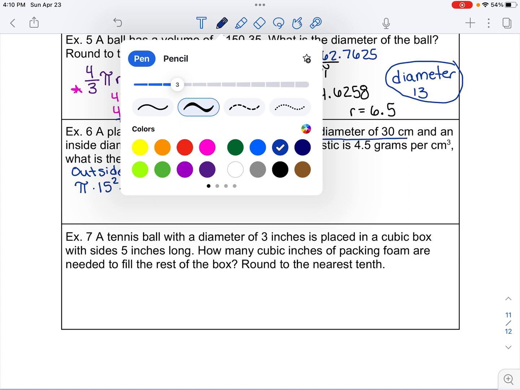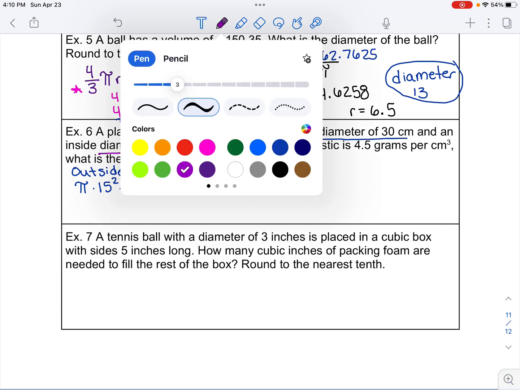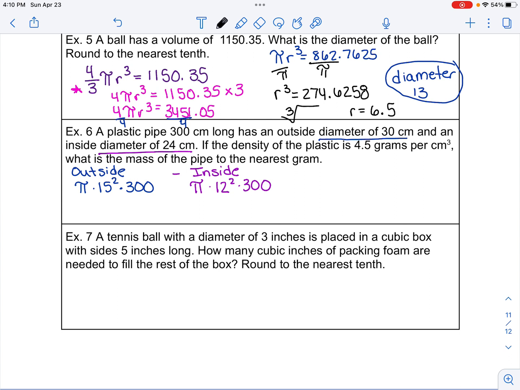Then I'm going to subtract the inside. So this one has a diameter of 24, so do pi times 12 squared times 300. Now I could show you some ways to work backwards from distributing and solve this a little easier, but most of us are probably going to use our calculators at this point anyways. So you can do these individually or you can do them together.